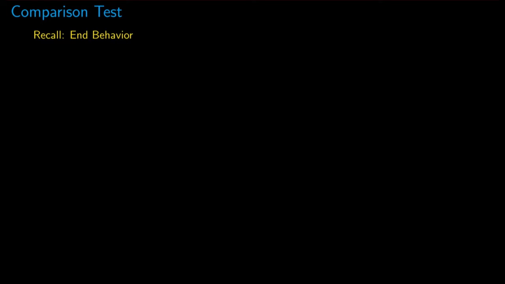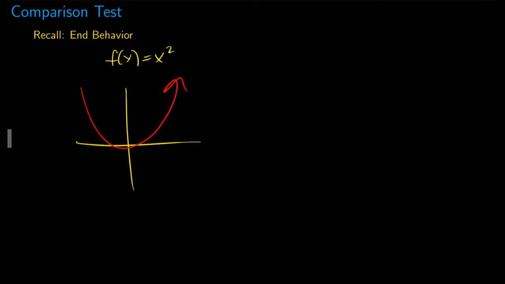First, we'll recall end behavior. End behavior is the trend of the function as x approaches positive or negative infinity. You may have heard this before in an algebra class: if you took an even function, say f of x equals x squared, then as x goes to negative infinity, or as x goes to positive infinity, the function values would be going to infinity. Or if you had f of x equals negative x squared, we'd say both as x goes to negative infinity or positive infinity, our function values go to negative infinity.